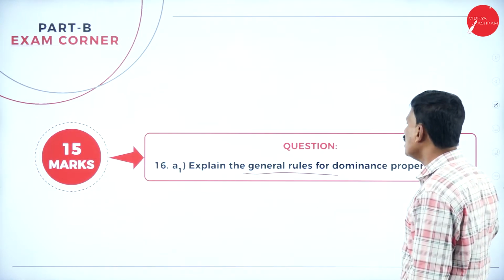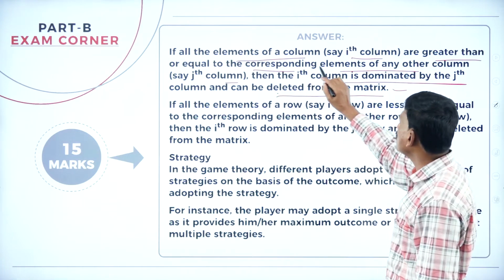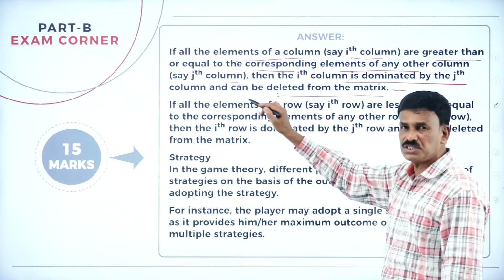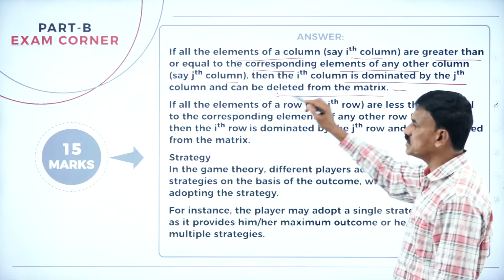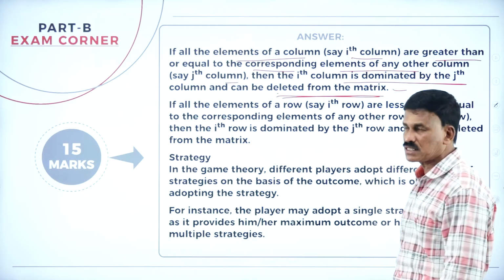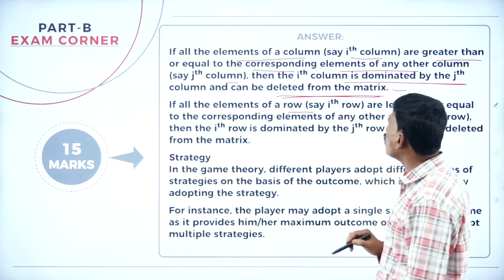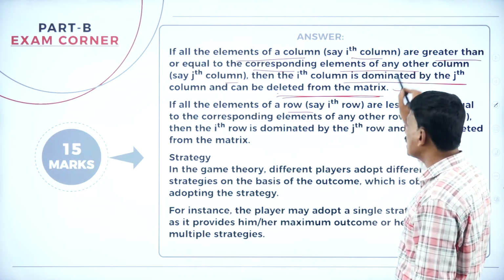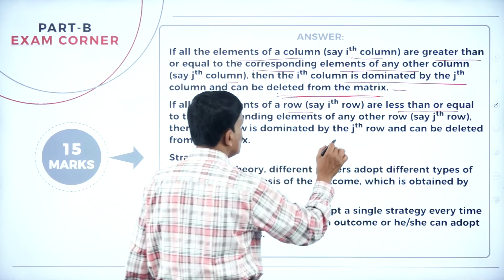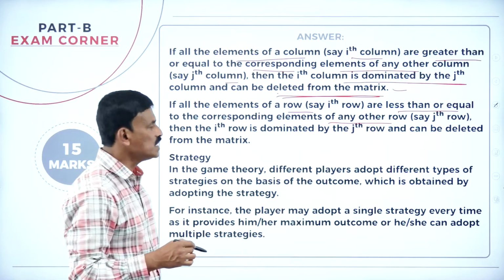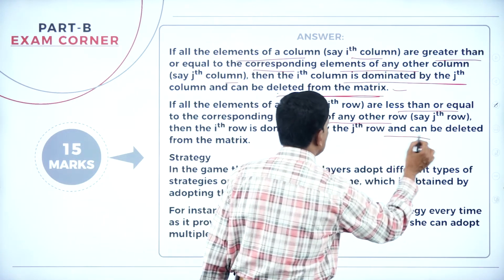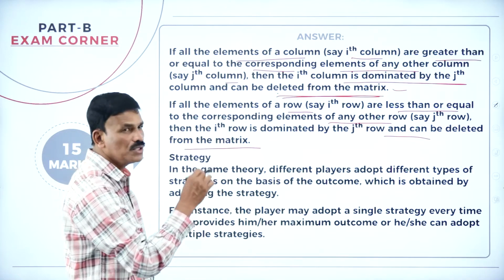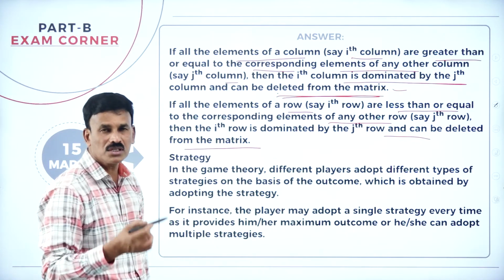To explain the general rule for dominance property: if all the elements of a column, say the ith column, are greater than or equal to the corresponding elements of any other column, say the jth column, then the ith column is dominated by the jth column and can be deleted from the matrix. Similarly, if all the elements of a row, say the ith row, are less than or equal to the corresponding elements of any row, say the jth row, then the ith row is dominated by the jth row and can be deleted from the matrix. So the first condition is greater than or equal to, the second condition is less than or equal to. That is called the dominance property.